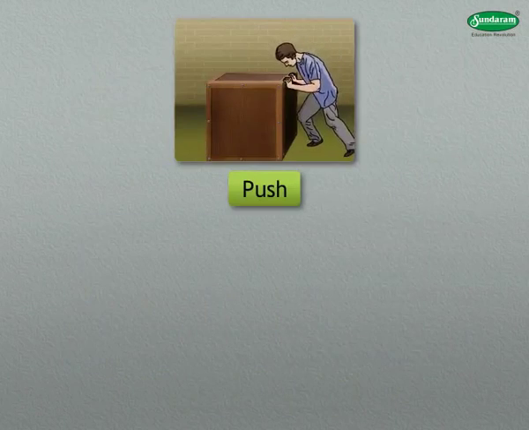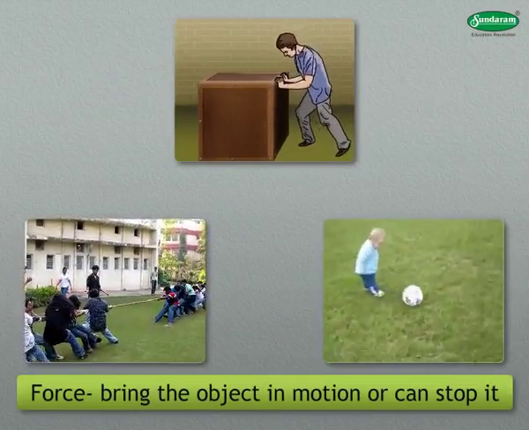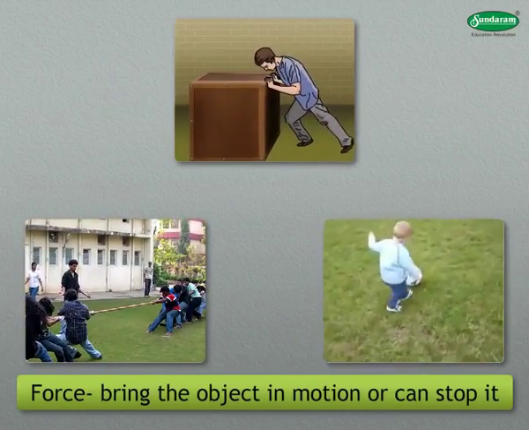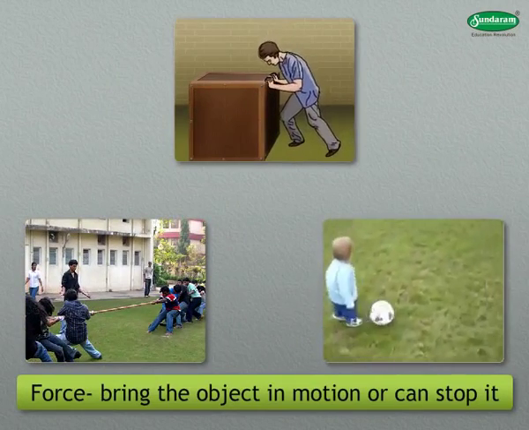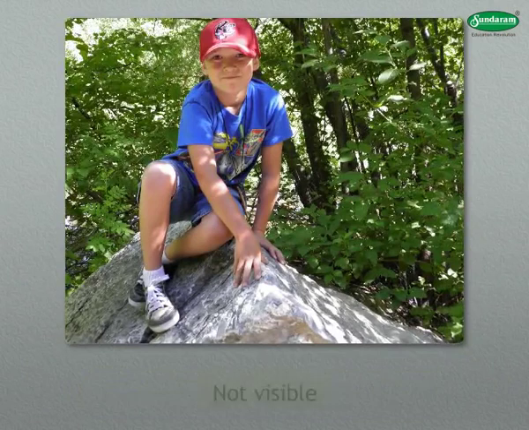When we push, pull, or hit an object, we make a force act on it, due to which we can bring the object in motion or can stop it. Force is an interaction between two objects. Force is not visible, but we can see the effects of force.